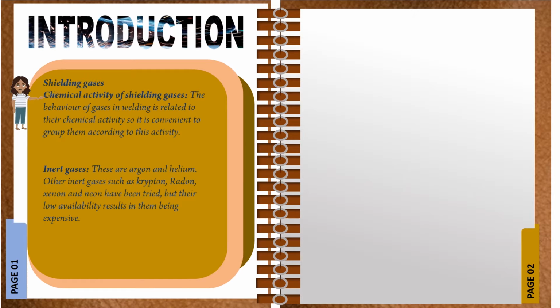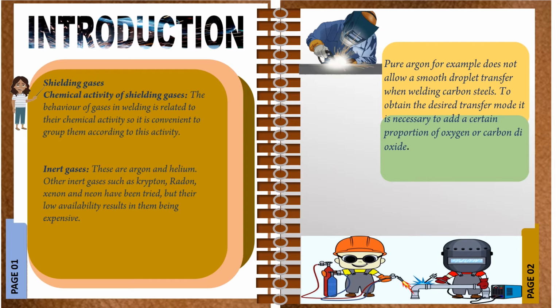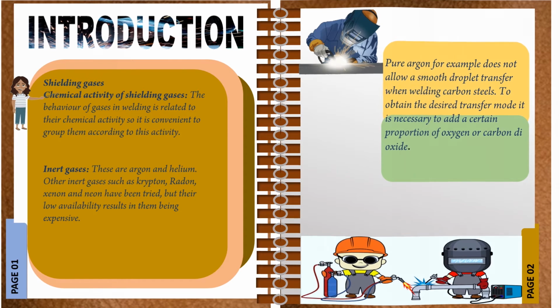Other inert gases such as krypton, radon, xenon, and neon have been tried, but their low availability results in them being expensive. Pure argon, for example, does not allow a smooth droplet transfer when welding carbon steels. To obtain the desired transfer mode, it is necessary to add a certain proportion of oxygen or carbon dioxide.